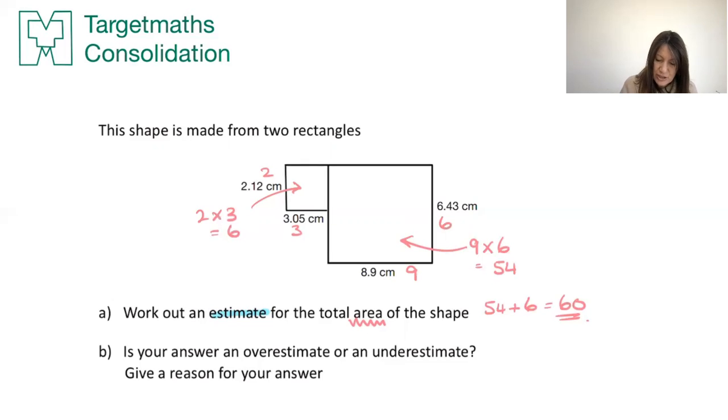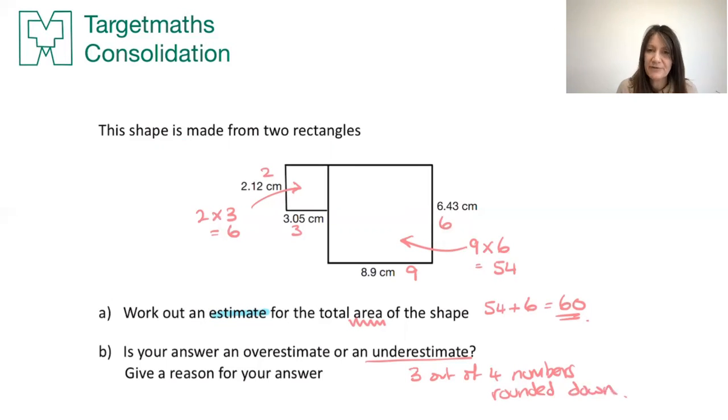So what you do is you just look at your rounding and you see that rounded down, that rounded down. So that would be under. Check out what you did here. That rounded down, but that did round up. However, as 3 of the numbers all rounded down, you have got an underestimate. So you would say underestimate, 3 out of 4 numbers rounded down, or words to that effect, because we're all going to put our own sentences together slightly differently, aren't we?